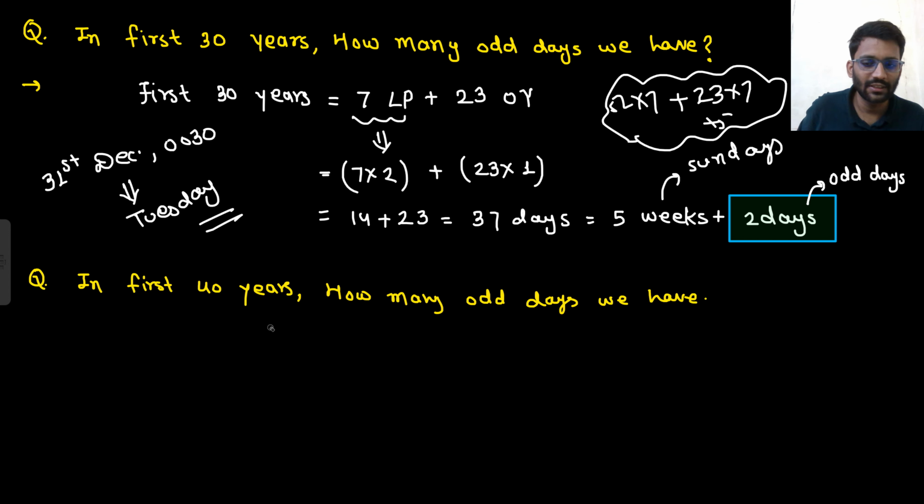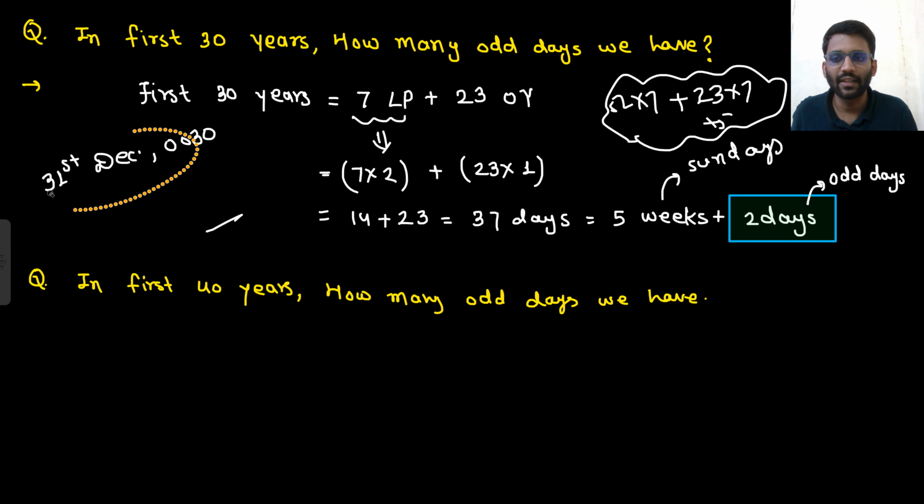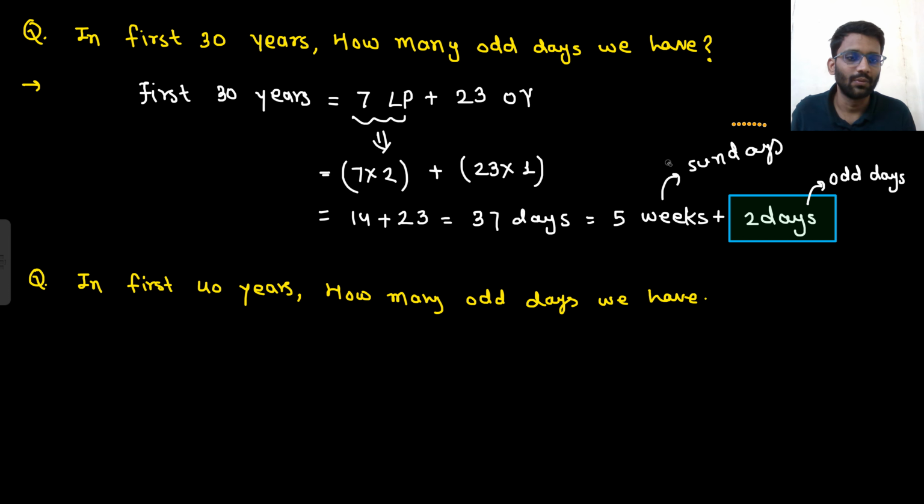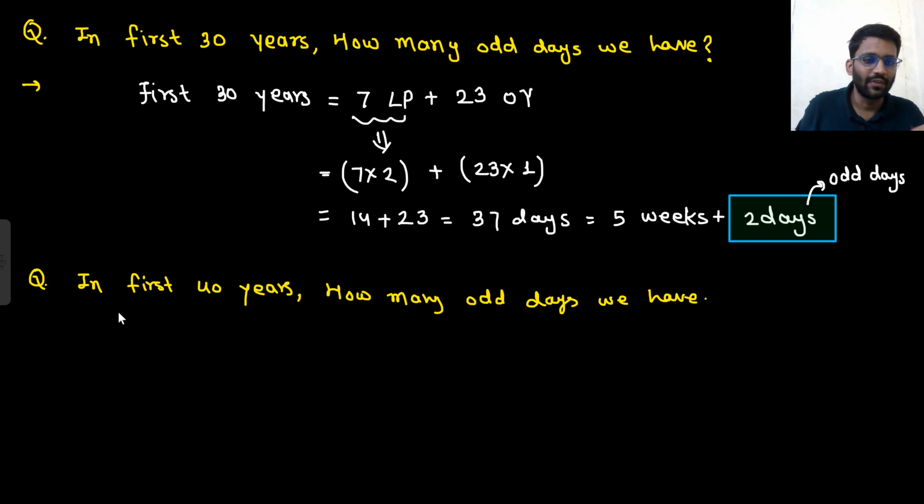But they will not ask this kind of simple question. What they will ask, we will check. This was just to build your concept so that you understand what we are trying to do. So here we got Sunday plus the other 2 days. So this was the target. Let's check out this question. In the first 40 years, how many odd days will we have?